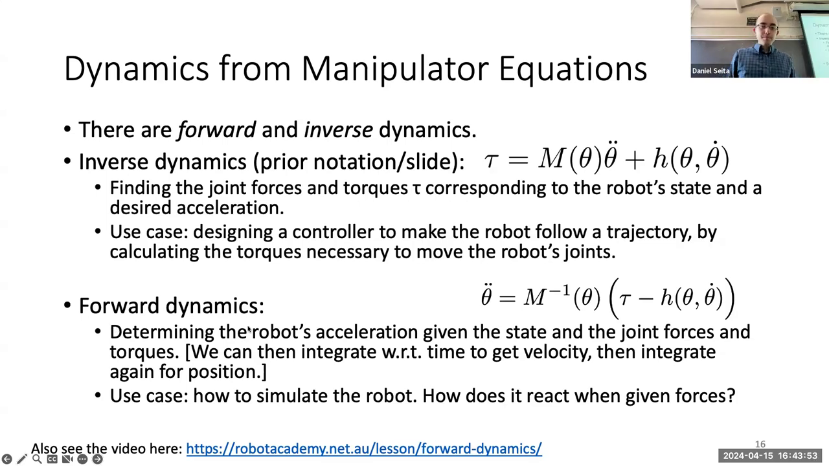And here you determine the robot acceleration, which is the theta double dot, given the state and the joint forces and torques. If you're thinking that you're getting the acceleration, but you really want the change in the velocity, then you can integrate with respect to time and you get velocity, then you integrate again and you get position. Because integration is the reverse of differentiation, roughly so. And the use case there is, how do you simulate the robot?